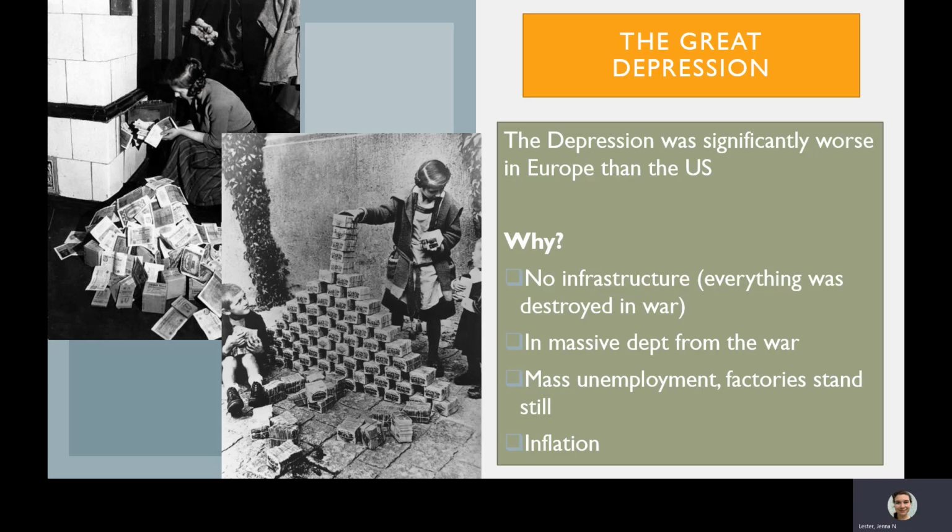The Great Depression makes everything even worse in the US or in Europe. The Great Depression is something you'll talk about pretty in depth in US history. But it is this horrendous thing where I think about 20% of people in the United States were homeless during the Great Depression. And it was even worse in Europe. Why? There was no infrastructure. Everything was destroyed in the war. So people were still trying to get their houses back. Everyone was still in massive debt. There was mass unemployment, factories stood still, and there was that whole inflation thing.